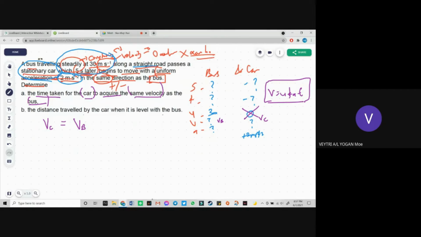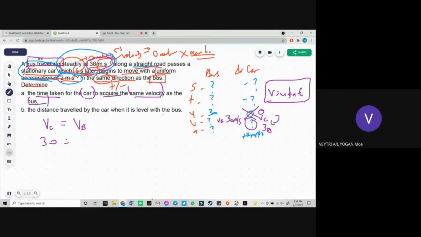Final velocity over here, we are talking about final velocity of the car, right? Okay. When we are talking about final velocity of the car, you guys don't know the value, right? Tapi, in this case, I can safely assume the final velocity of the car will be 30. Kenapa 30? Do you guys realize here? A bus traveling steadily at 30 meter per second. Bus initial sampai ke sudah 30. Jadi, car initial kosong. Dia nak sampai mana? 30 lah. That's why I said this kind of questions you guys have to pay attention to details. So, final velocity of the car will be 30.